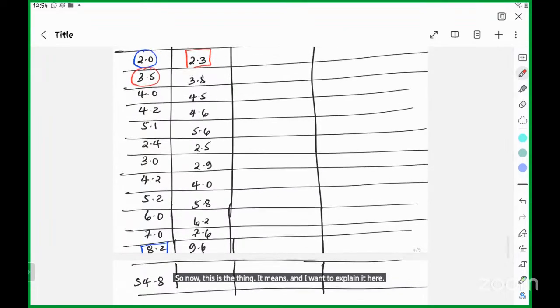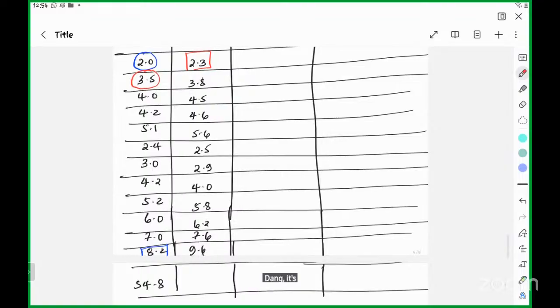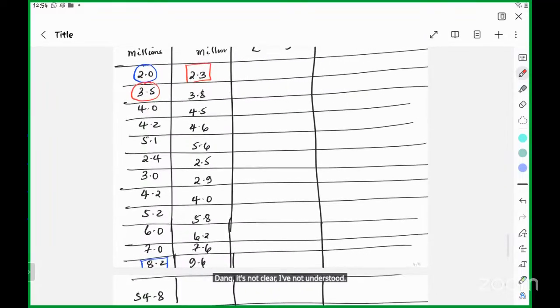I'm sorry? Is someone saying something? I'm saying it's not clear. I've not understood. Okay, you've heard of moving totals and moving averages? Yes. Okay, it's what we are doing here.